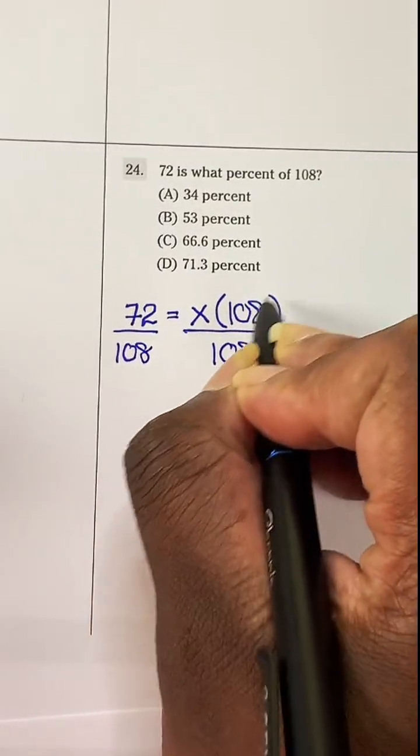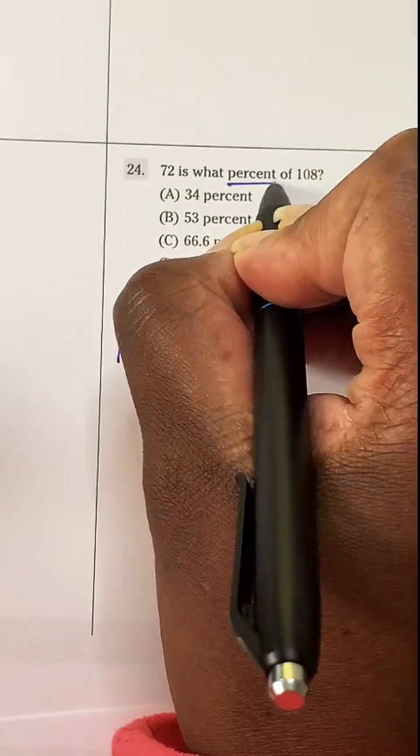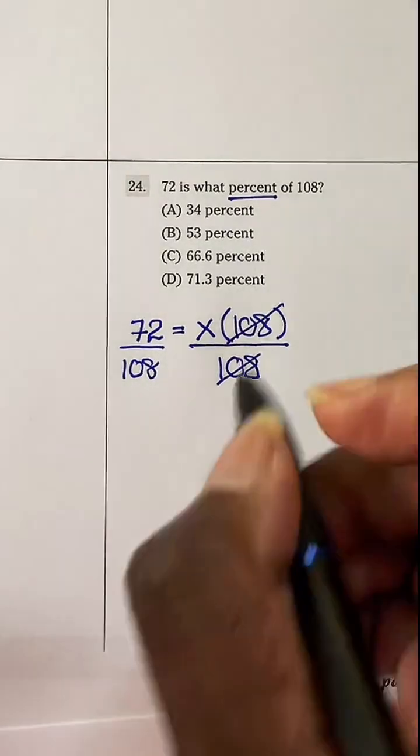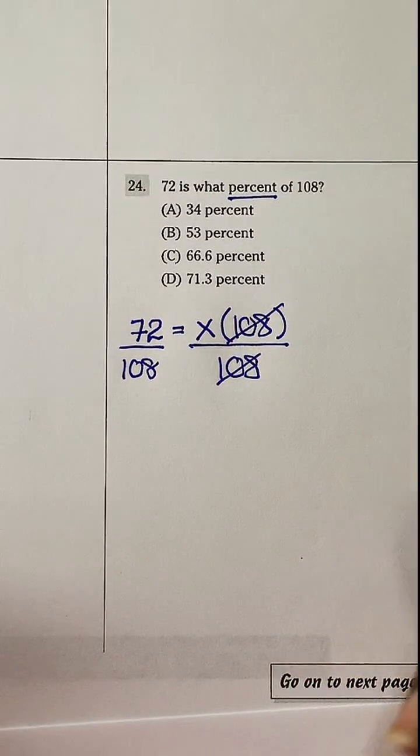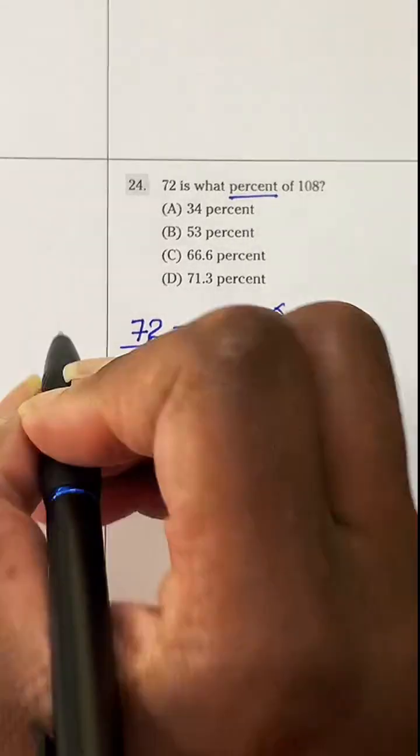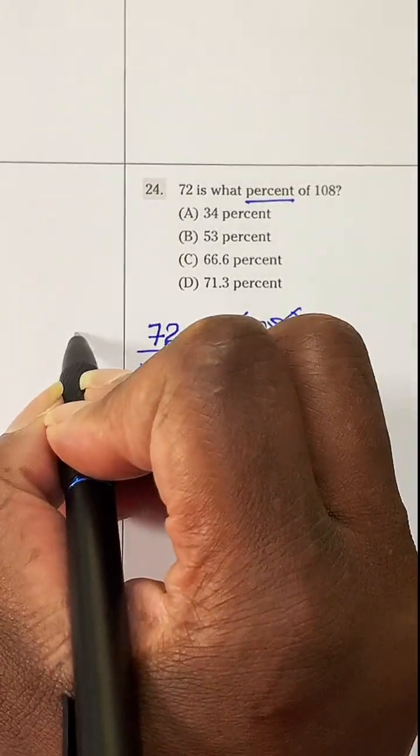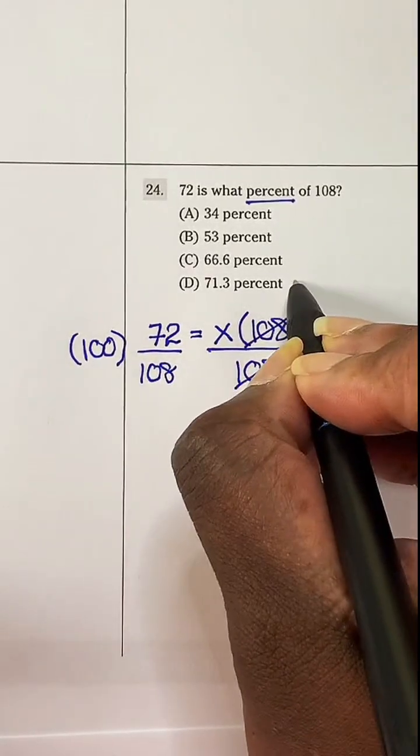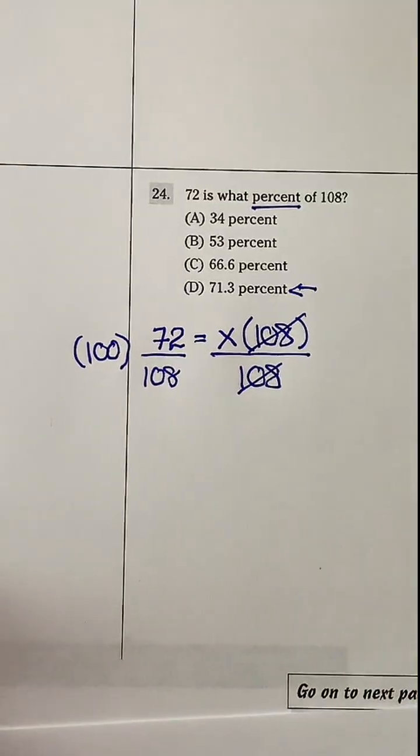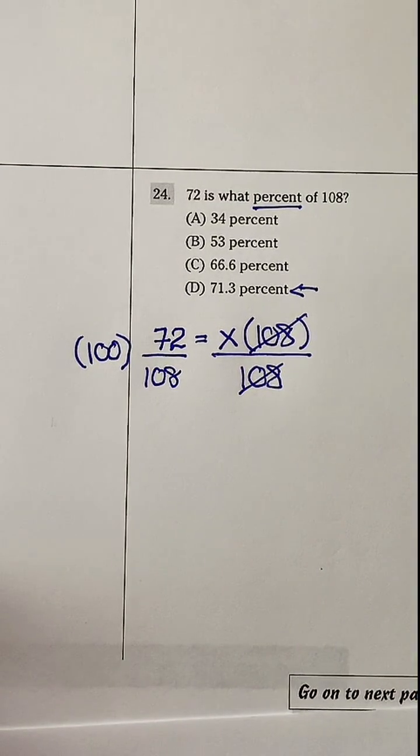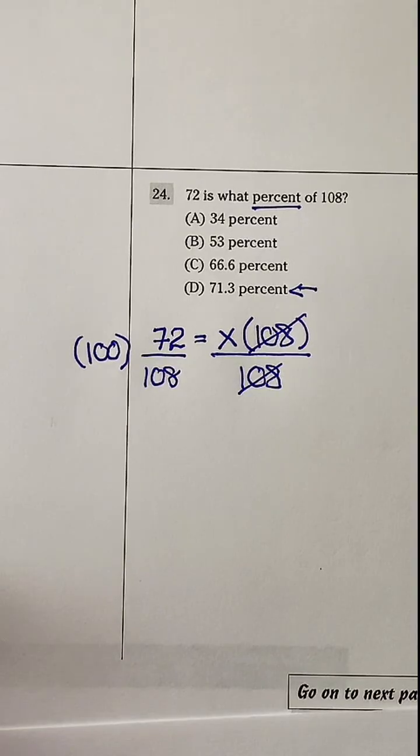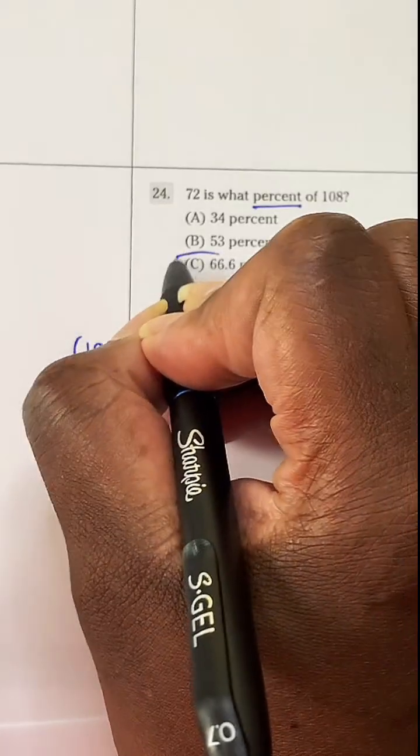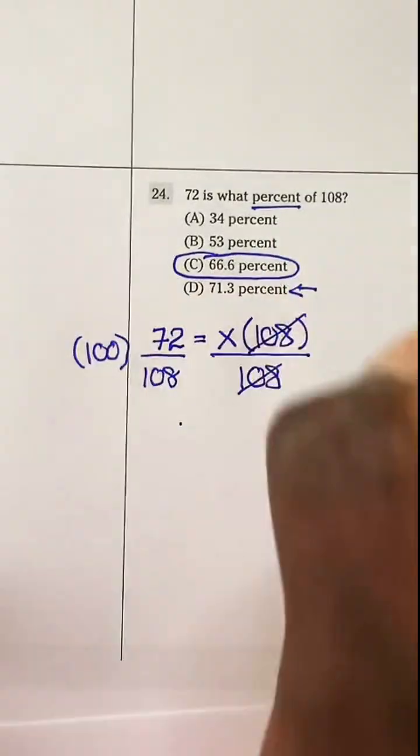But remember, they want the percent. Okay? So we can try to simplify it. We can try to just straight divide it. But no matter what you get, you're going to have to take that answer and multiply by 100, because we're looking for the percent. All right. So we can probably try to simplify, but no matter what, you are going to get 66.6.